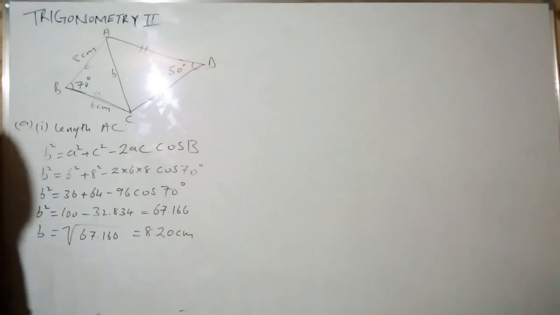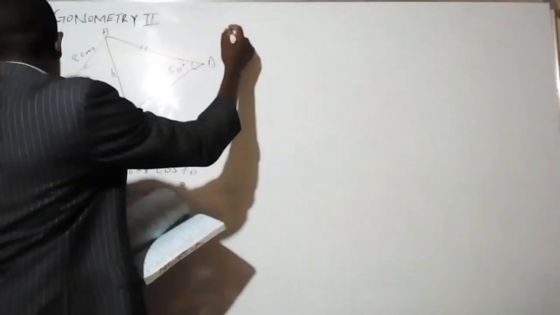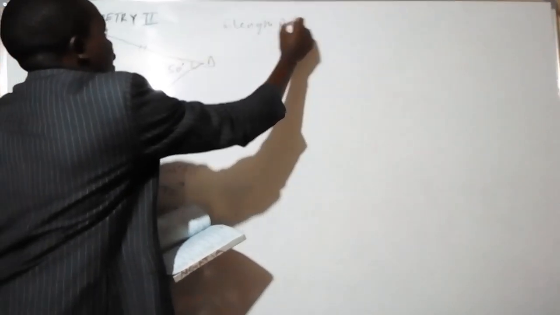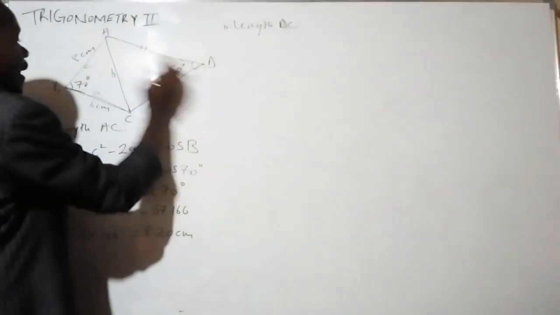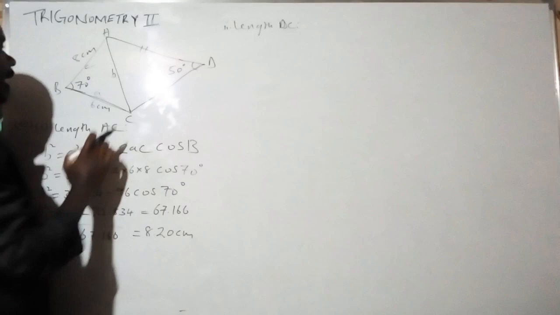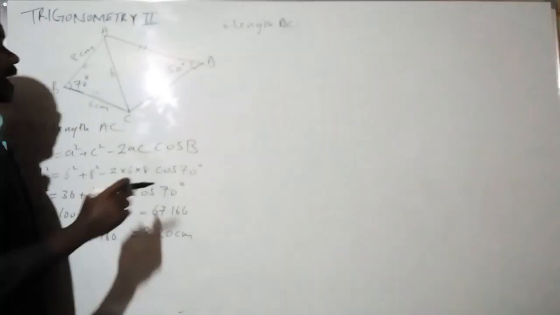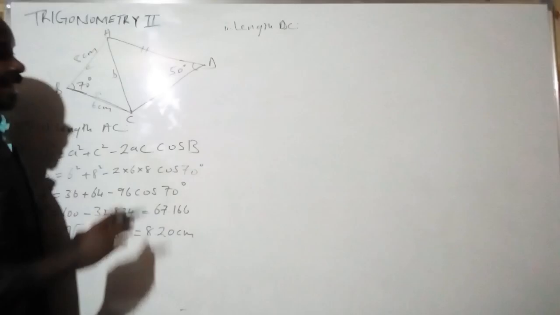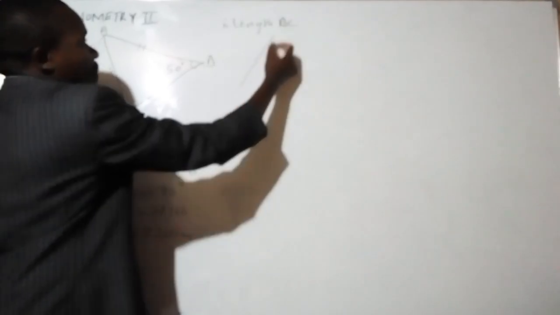Next, they want you to compute (ii) the length of DC. Where is DC? DC is here. Now that we know AC, we are going to deal with triangle ACD. In this triangle ADC, it's an isosceles triangle because you have two sides equal. We can extrapolate so that you can see it clearly.